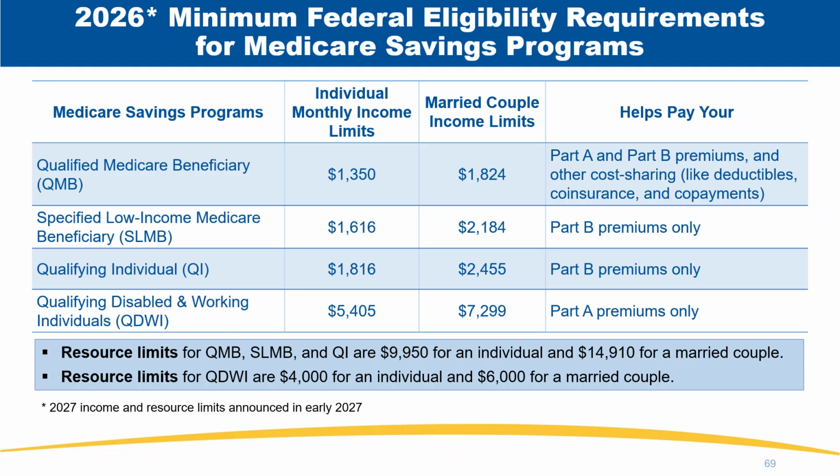So the programs are designed to assist with either, depending on your income, your Part A and B premiums and other cost sharing, like your 20%, which is QMB. The other two programs, SLIMB and SLIMB 2, pay for your Part B premiums only, and QDWI pays for your Part A premiums only, if you have to pay it.